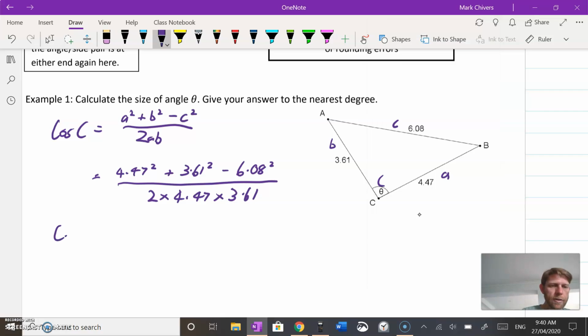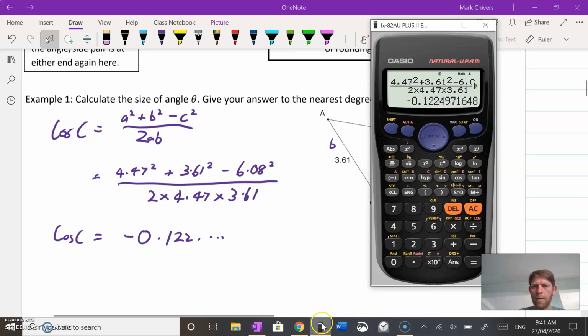I could write it down. I could say cos C equals, I think it was negative 0.122, something like that. What was that on the calculator there? Yep, something like that. And now the really important part is don't key in that, don't write it down and then key it in. Use that answer key button.